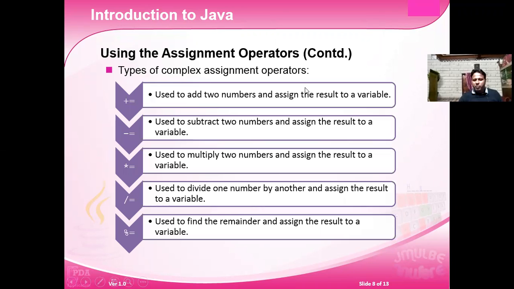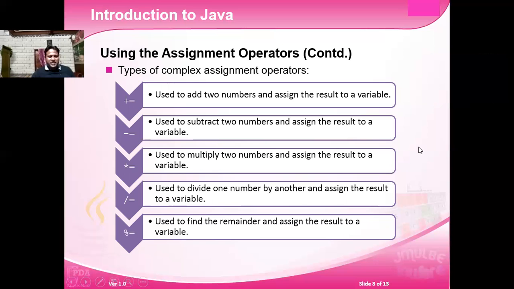The types of complex assignment operator: one is plus equals to, it is used to add the two numbers, then assign the result to a variable. Minus equals to is used to subtract the two numbers and assign the result to a variable. Multiplication equals to is used to multiply the two numbers and assign the result to a variable. Division equals to works in a similar way, then modulo equals to. These are the assignment operators: plus equals to, minus equals to, multiplication equals to, division equals to, and modulo equals to.